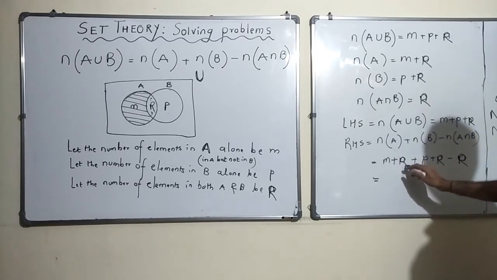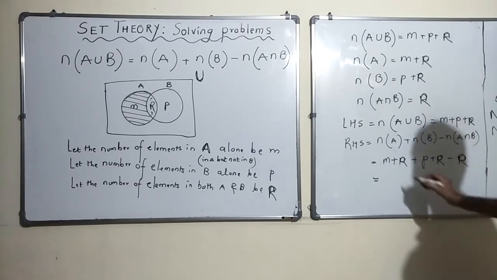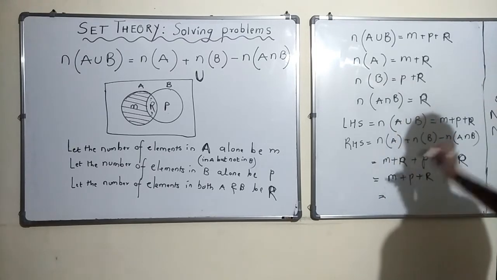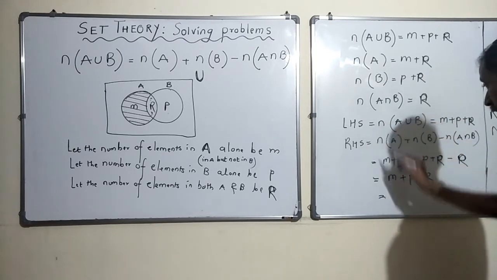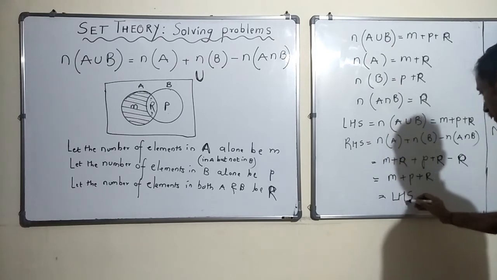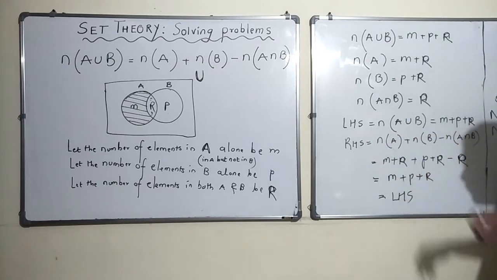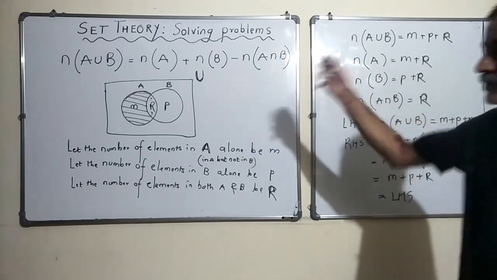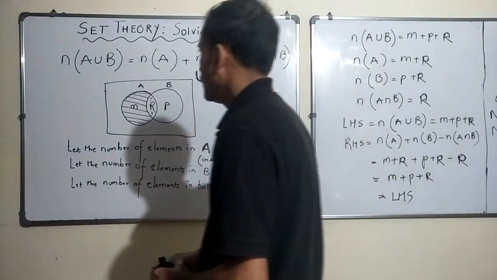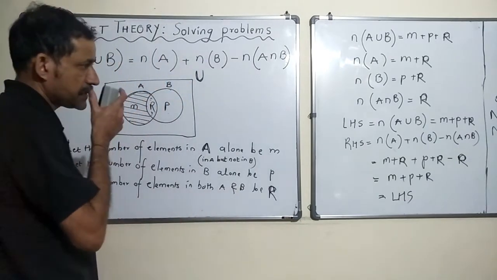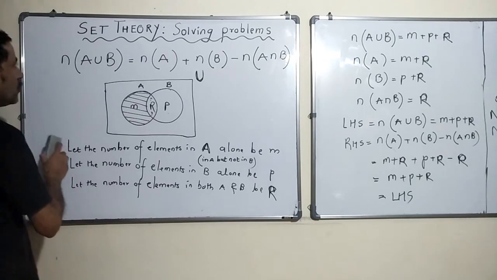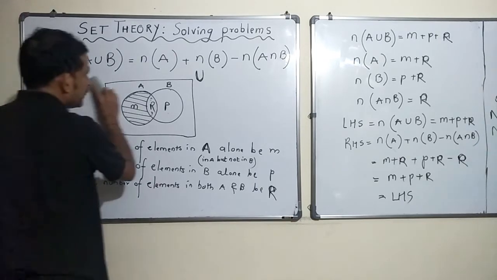Alright, so now M plus R plus P plus R minus R, how much is that? M plus P plus R. Is it not equal to LHS? Correct, no? So hence we proved using the Venn diagram method as well that the left hand side is equal to the right hand side, right? So I hope you understood this. There should be no confusion here, and then let's move on with an example.